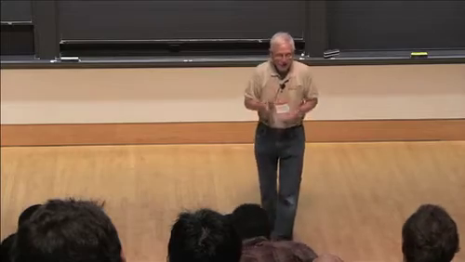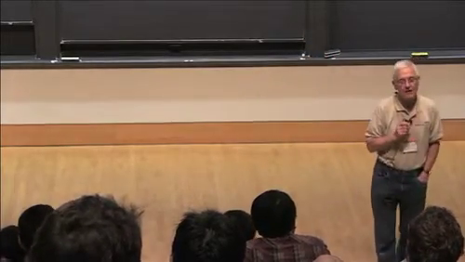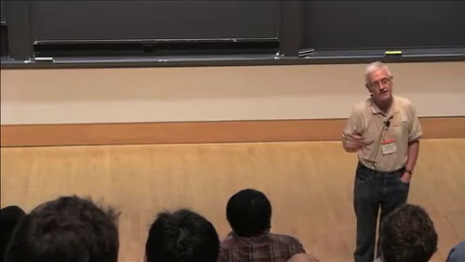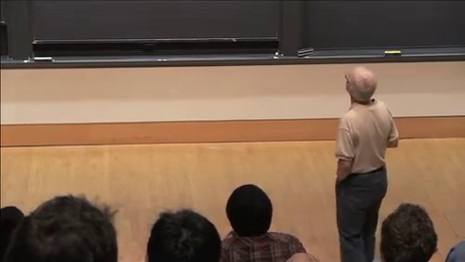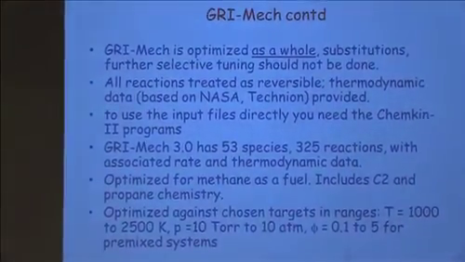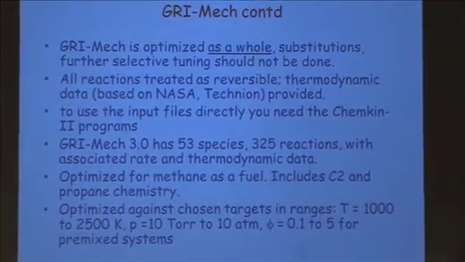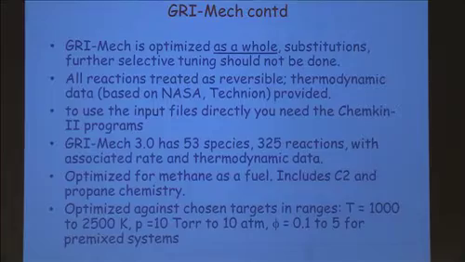The other thing about GRIMEC is that you shouldn't use it outside its range of optimization. So the range of optimization was given there. So these are the conditions under which it's been optimized. And one shouldn't use it outside those conditions because it doesn't necessarily apply outside those conditions.